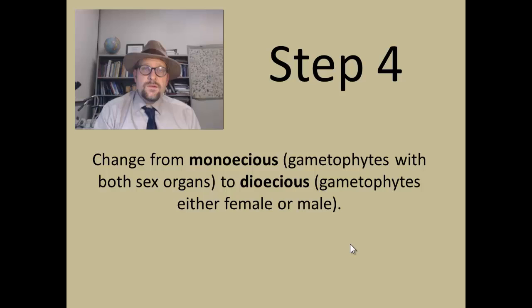And then the fourth step would involve the change from monoecious gametophytes, those are gametophytes with both sex organs, and that's what you see in a lot of ferns, to dioecious, those are gametophytes that have either male or female parts. Now we've seen this in some of the bryophytes, where the gametophytes were in separate sexes, but this is going to be in some of these bigger plants.